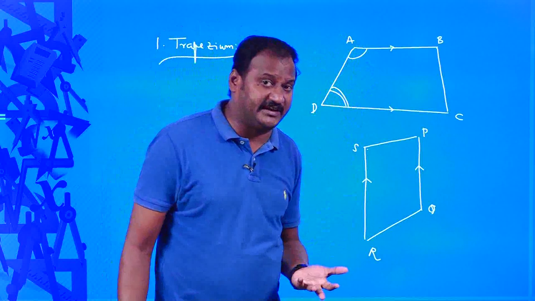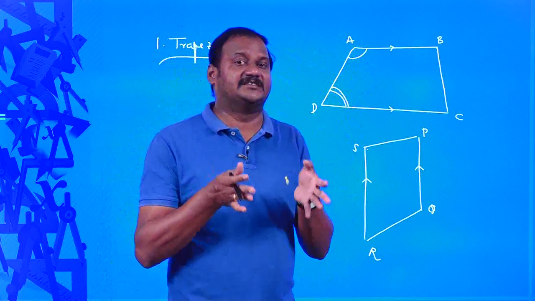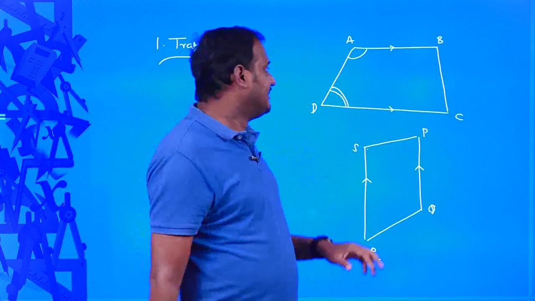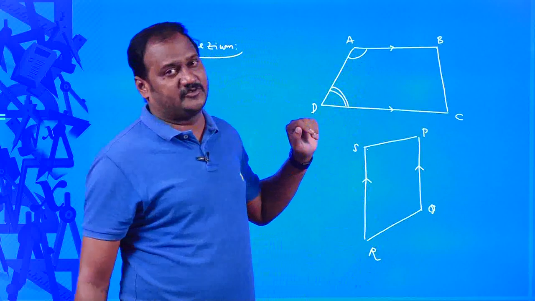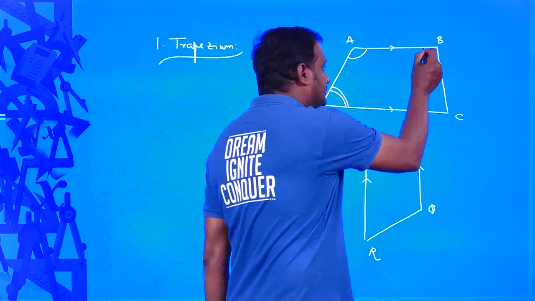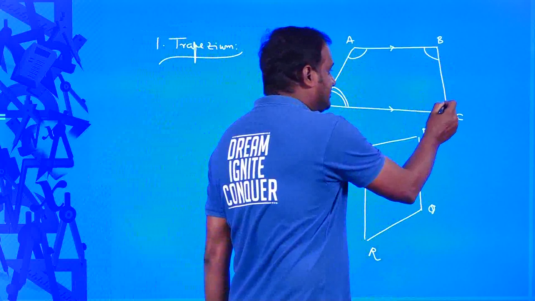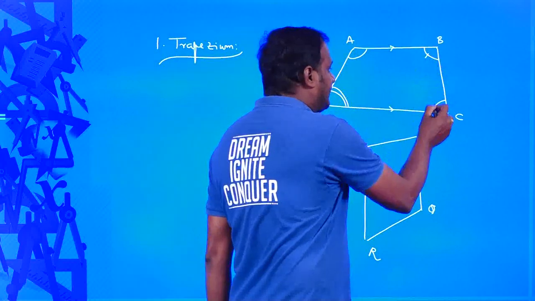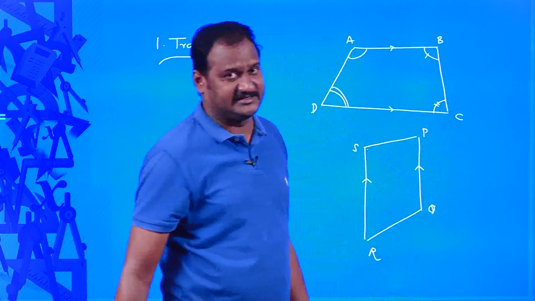What do you mean by co-interior angles? Their sum is going to be 180 degrees. See, these two are one pair of co-interior angles. Can you identify another pair of co-interior angles? Yes, this is one as well as this is one. Okay. These two are another pair of co-interior angles.